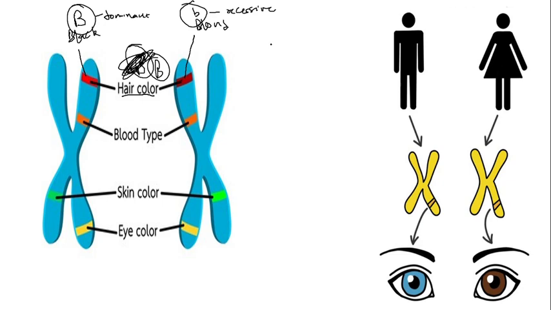So basically we'll write it like this. These will be the genotypes that will be inside the child. That's how we represent your alleles, but we'll do some more later on.